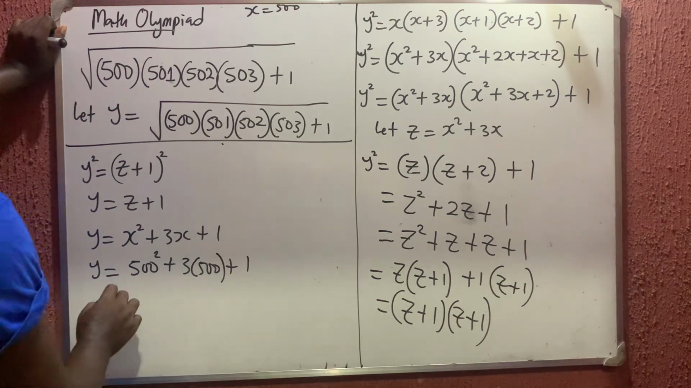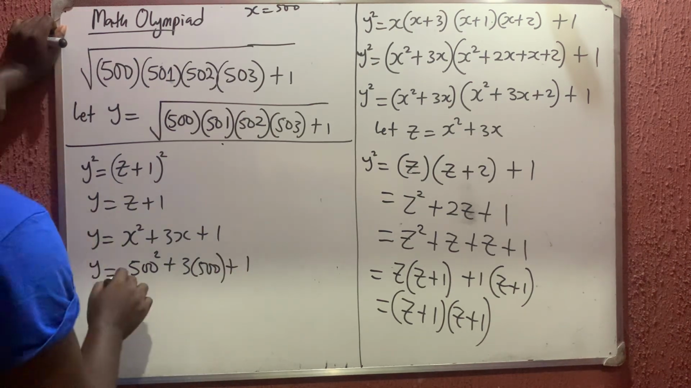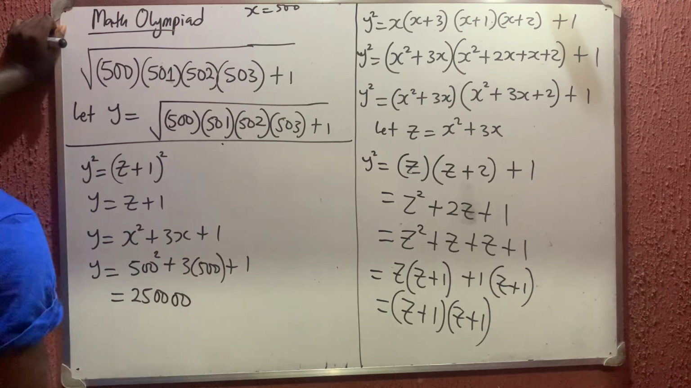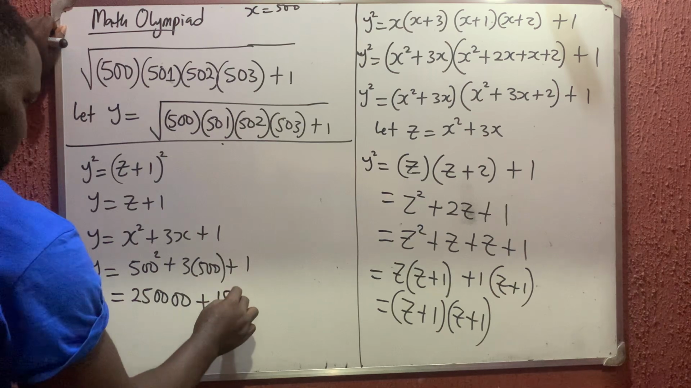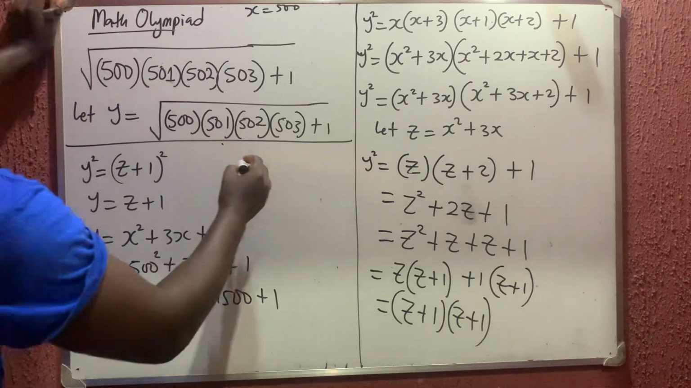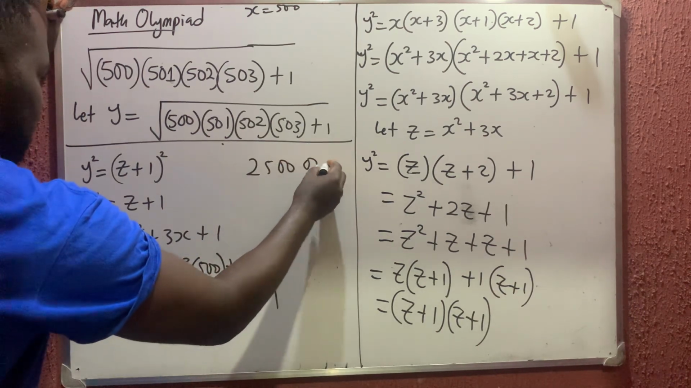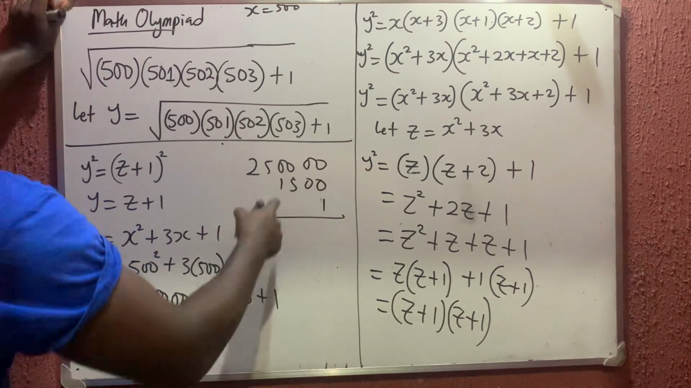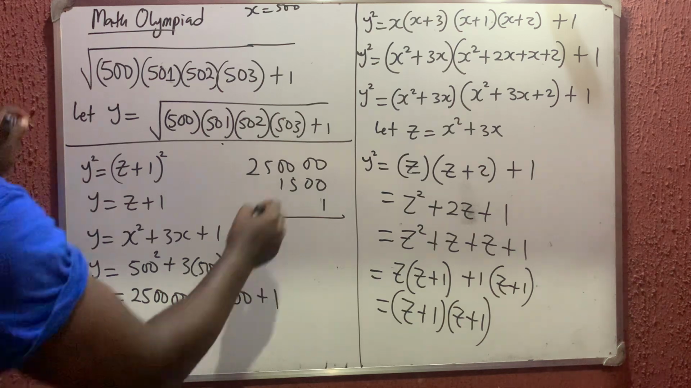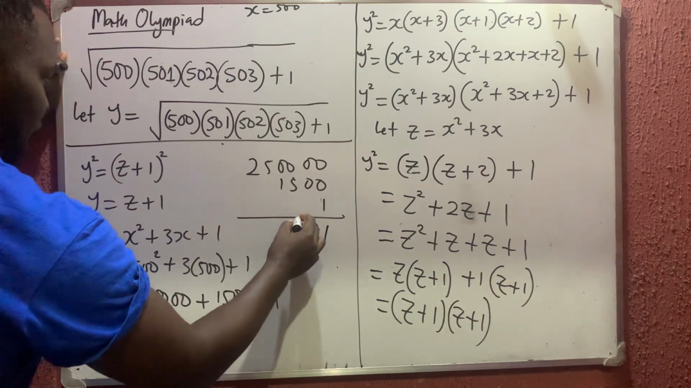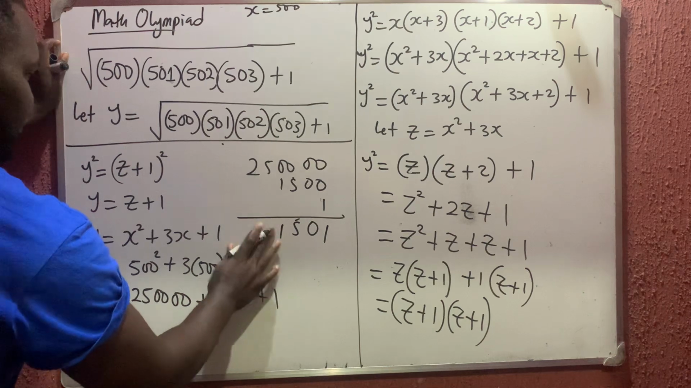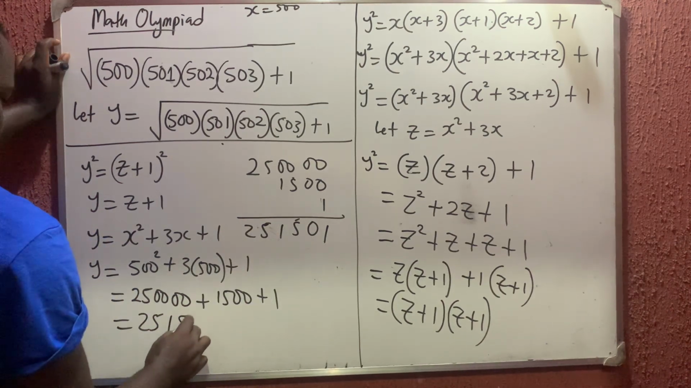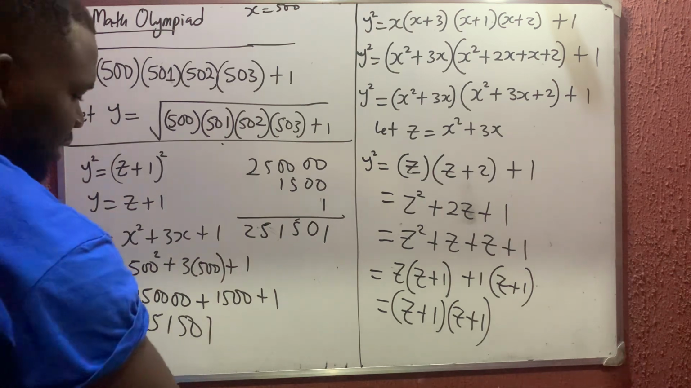So 500 squared will give you 250,000. Then plus this is 1,500, then plus 1. So I'm going to have 250,000 plus 1,500 plus 1, which is 251,501. So my final answer is 251,501. That is that for that.